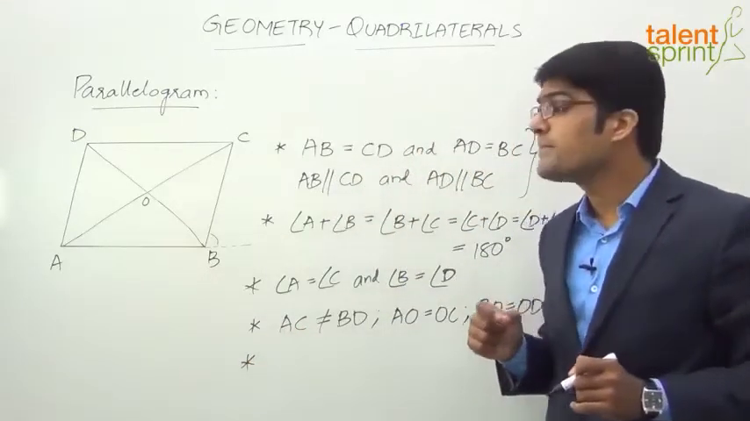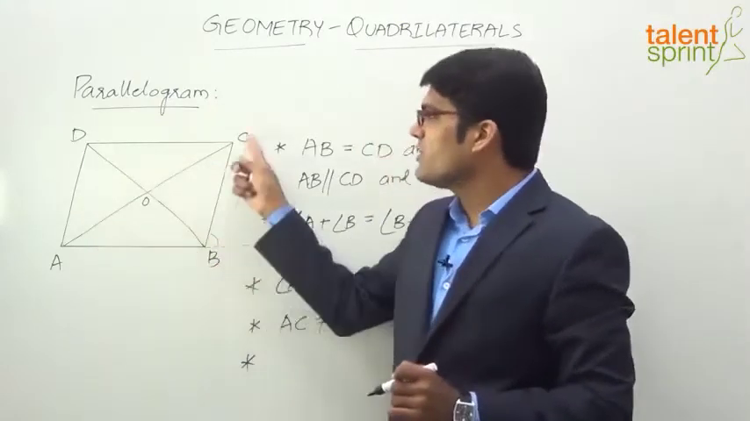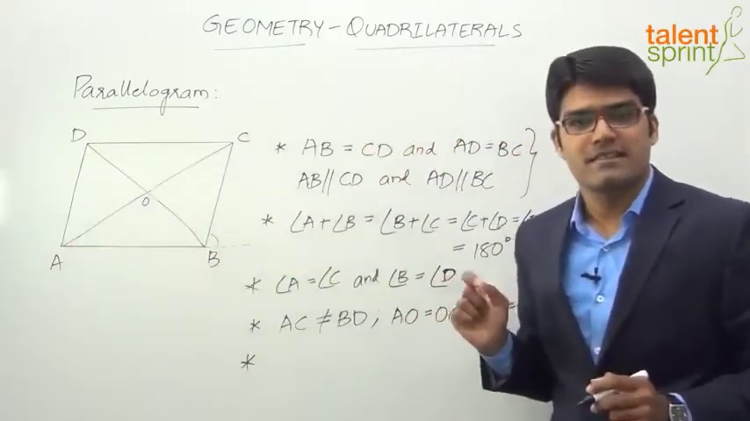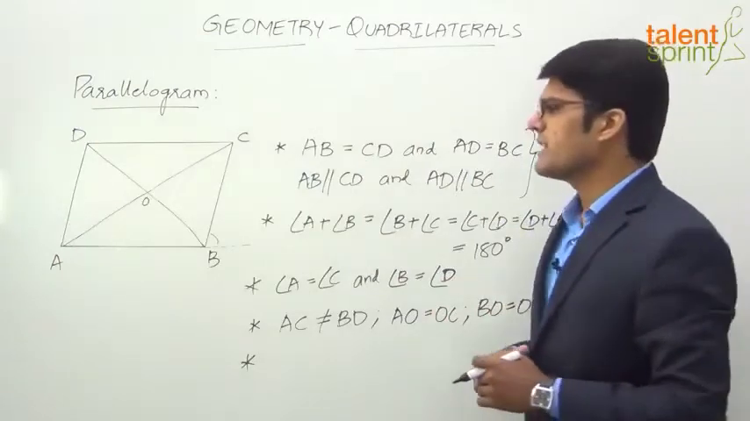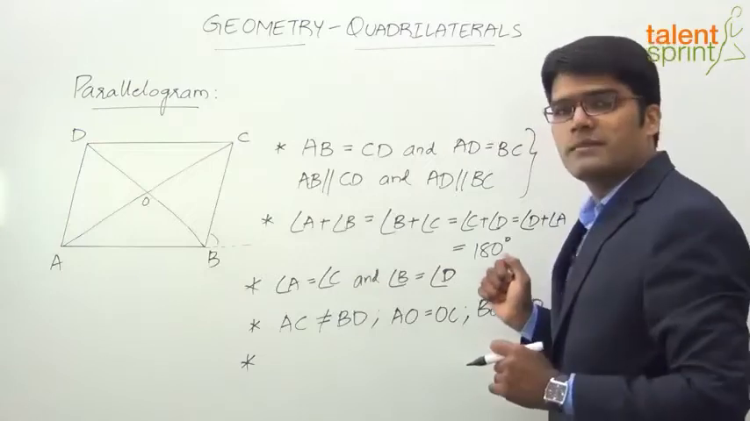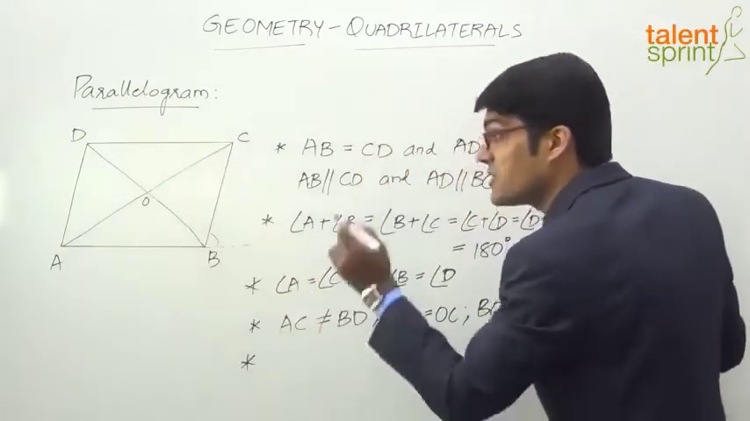The sum of the squares of the diagonals is equal to the sum of the squares of all four sides. For example, if you look at this figure here, sum of the squares of the diagonals. What are the diagonals? AC and BD. So the sum of the squares of the diagonals.